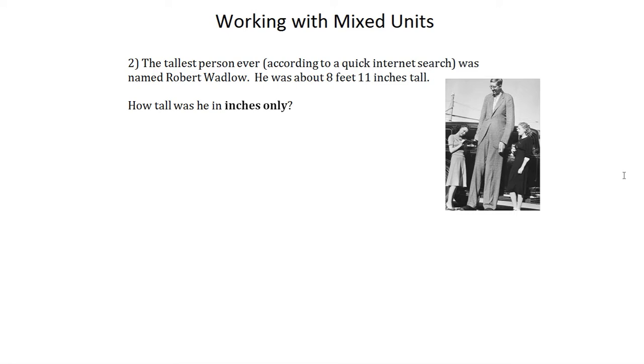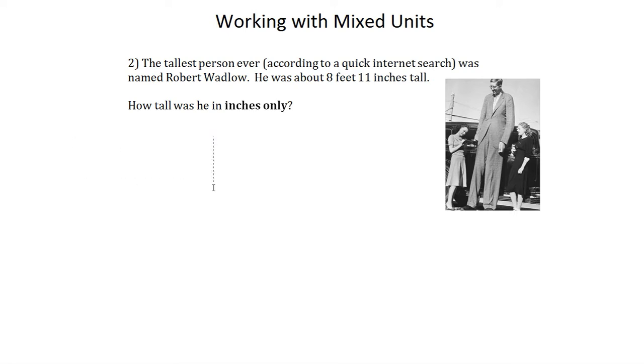Okay, moving on to number 2 here. It says the tallest person ever, according to a quick internet search that I did, was named Robert Wadlow. He was about 8 feet 11 inches tall, and there's a picture of him on the right, and if you can make out, there are 2 women standing on either side of him, and I think that's a truck or a van behind him. So he's a pretty tall guy. But our question here is, how tall was he in inches only?